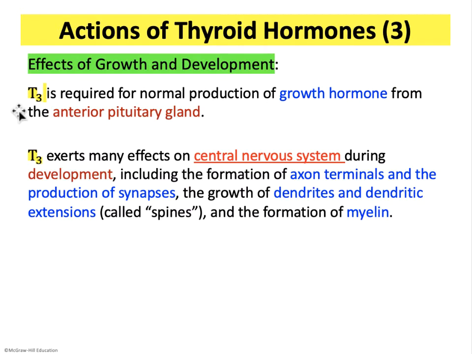T3 has additional effects on growth and development. Growth takes place at various points in the human life cycle, and T3 is responsible for the liberation of growth hormone from the anterior pituitary gland. Its effect on development can be seen at many levels, including something that we're familiar with from the chapter on neurons: their myelination and their growth through growth cones to their destination, and the formation of dendrites and axons along these cells.